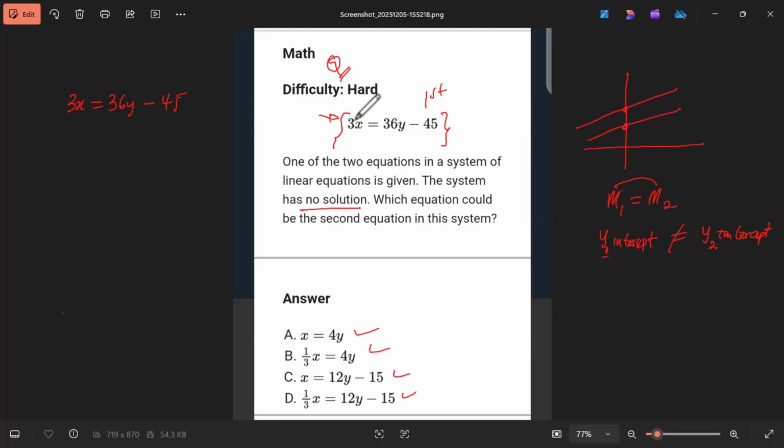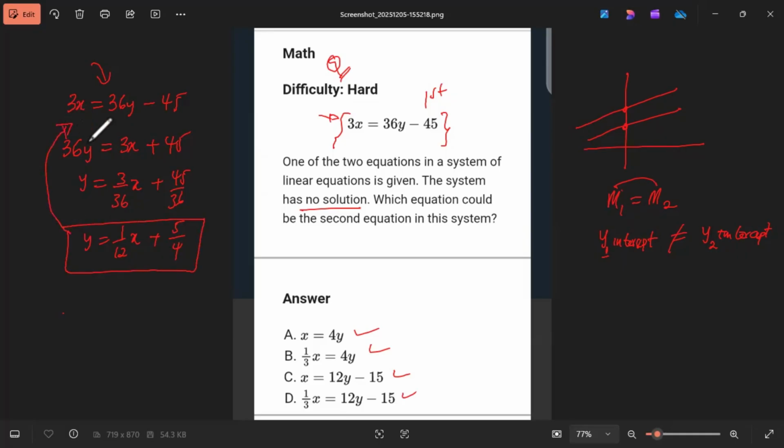So the first thing I would like to do is put this equation in y-intercept form. So that becomes 36y equal to 3x plus 45. So divide everybody by 36. That would be y equal to 3 upon 36x plus 45 upon 36. So y equal to 1 upon 12x plus 5 over 4. So this is the equation we have here.